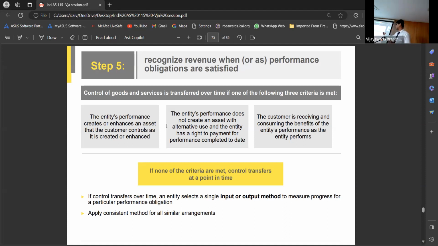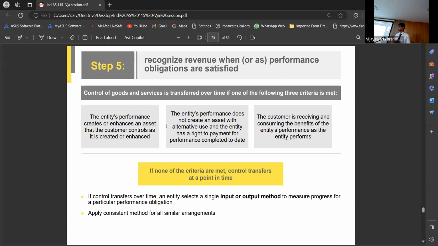Last case. If this applies, it is also over time. The customer is receiving and consuming benefits as and when the entity performs. Simple example again, cleaning service. Say this is the room. 30% of the room is cleaned and 70% is not. Even if someone has to start the work, they will start from the 31st percent and clean the room, right? Which means there is simultaneous receiving and consuming of benefit. In that case also, you can take over time. So of all three, one condition should be satisfied. That's it.